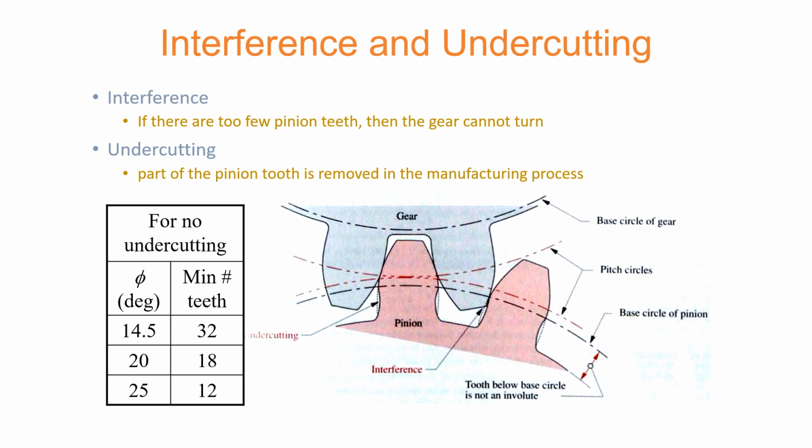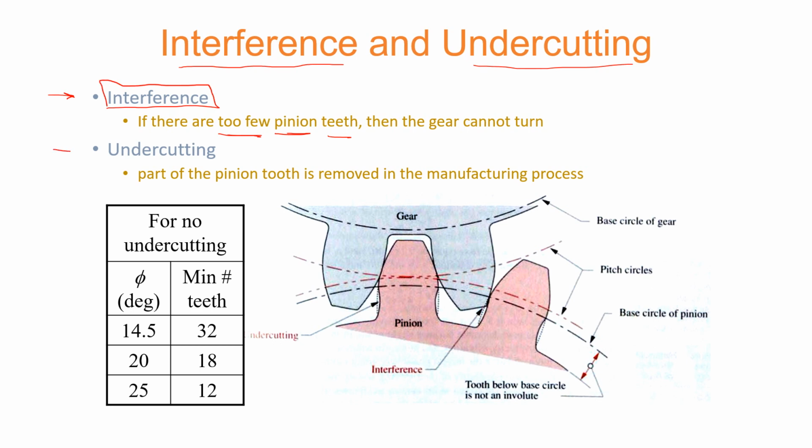There are two more terminologies that you need to be clear about. That is interference and undercutting. When I say interference, it means that the pinion has got too few teeth. So that is the situation when the pinion is going to have a movement and try to move the gear, but since it has not got that many teeth, the effective transmission of forces is not going to be guaranteed. So you need to avoid interference.